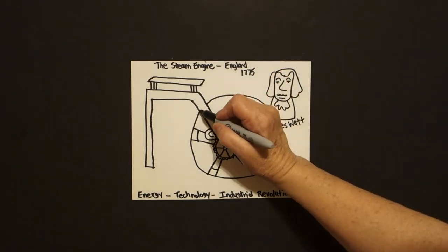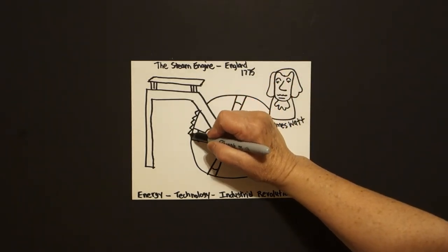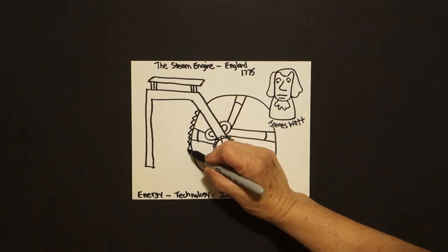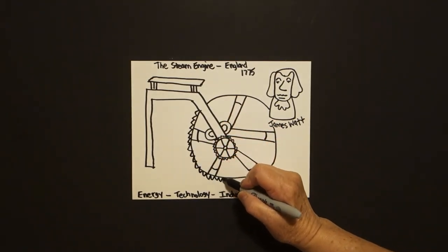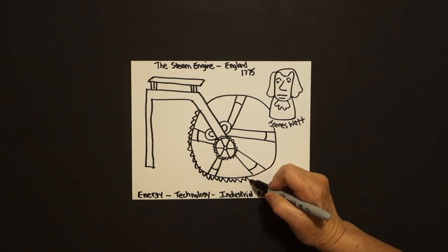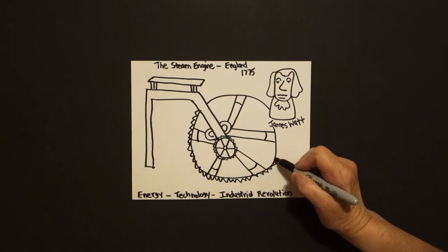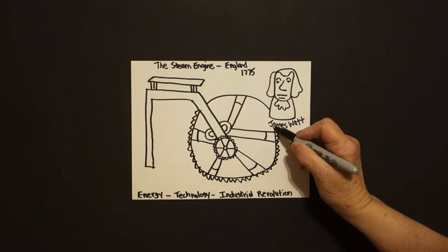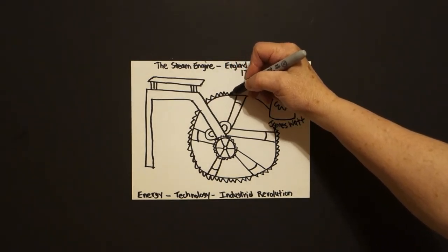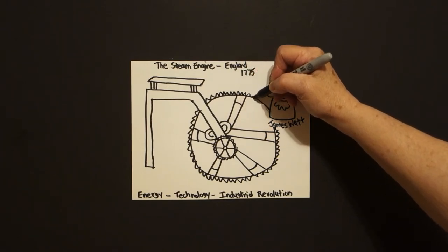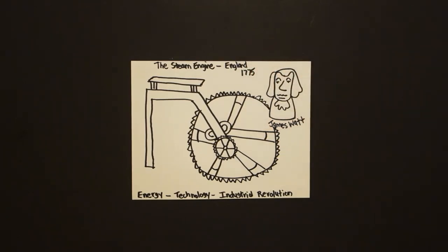Now come to the edge and we're going to do zigzag, zigzag, all the way around. Keep going. Zigzag, zigzag, bring it up. Zigzag, jump over. Now do the top. Zigzag, zigzag, and connect.